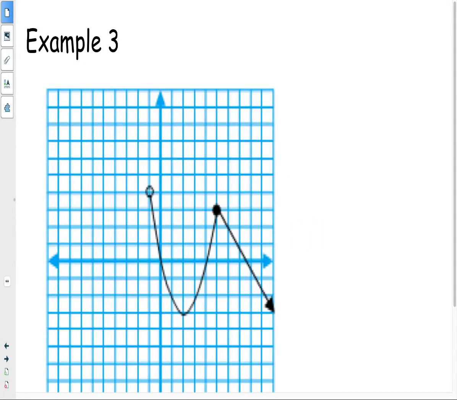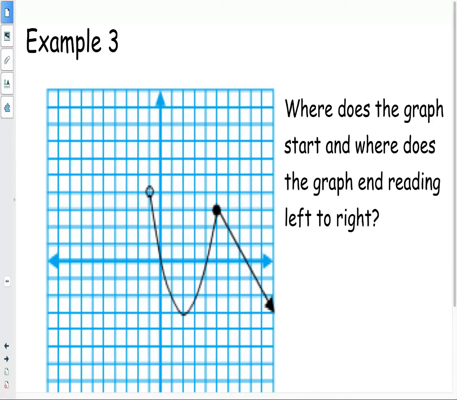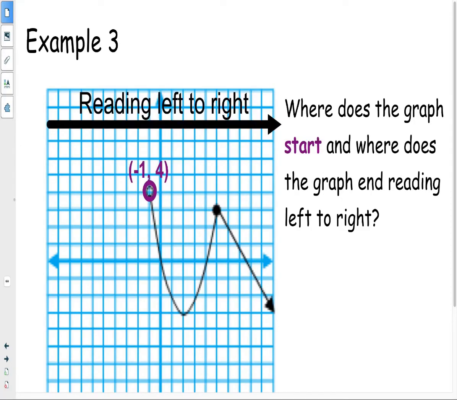Let's take a look at the next graph. Where does the graph start and where does the graph end, reading left to right? Well, reading left to right, it starts at this open dot, -1, 4.